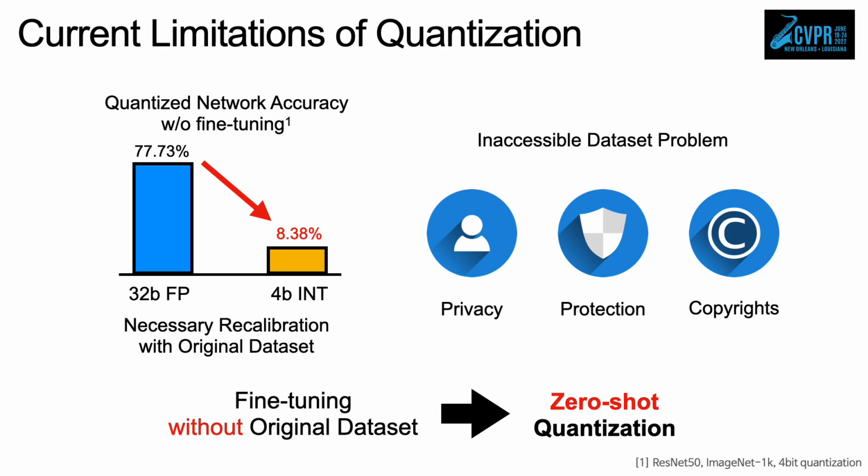First of all, zero-shot quantization means neural network quantization without the original dataset. The accessibility of the original dataset is essential to quantization for preserving performance as much as possible. However, in real-world scenarios, the original dataset is often inaccessible due to privacy, protection, copyrights, etc. Therefore, zero-shot quantization targets the situation where we only have a pre-trained neural network.